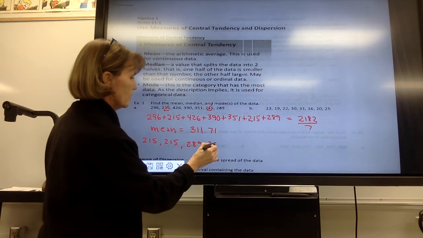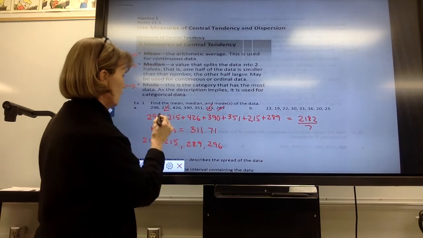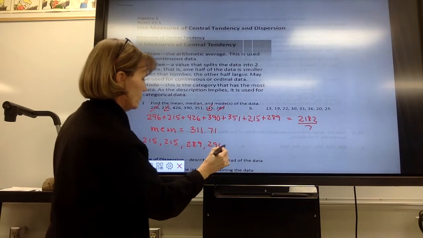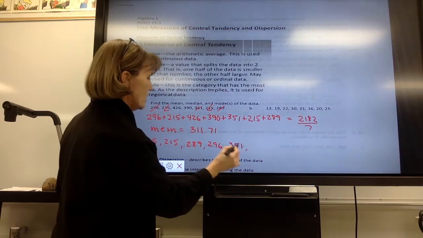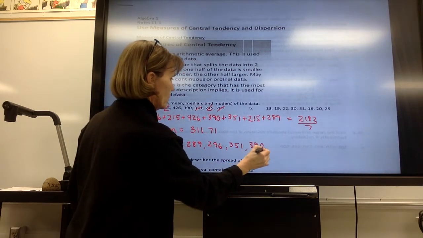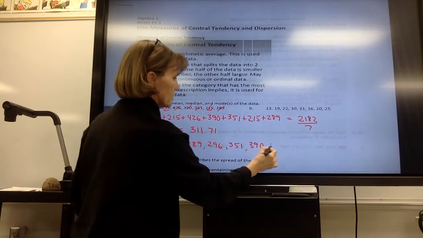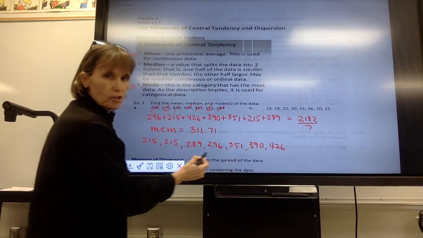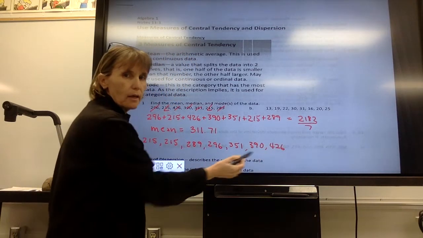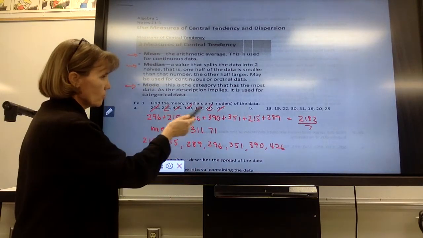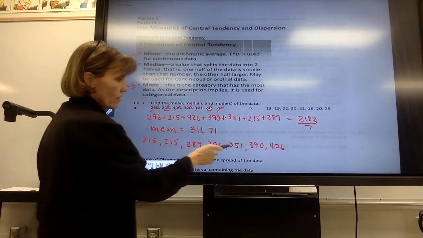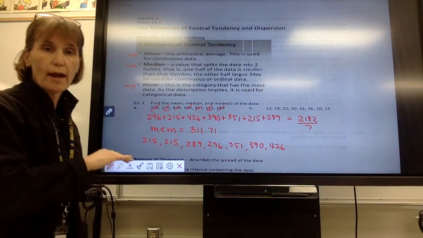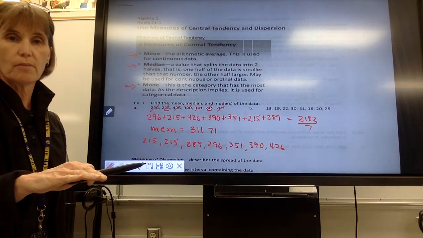Then I have 296, then I have 351, followed by 390, followed by 426. Make sure when you list your numbers from least to greatest that you didn't skip any numbers. I started with 7 values, that's why I divided by 7, but I should still have 7 values, and I do. Now, you have to order them from least to greatest to find the median.